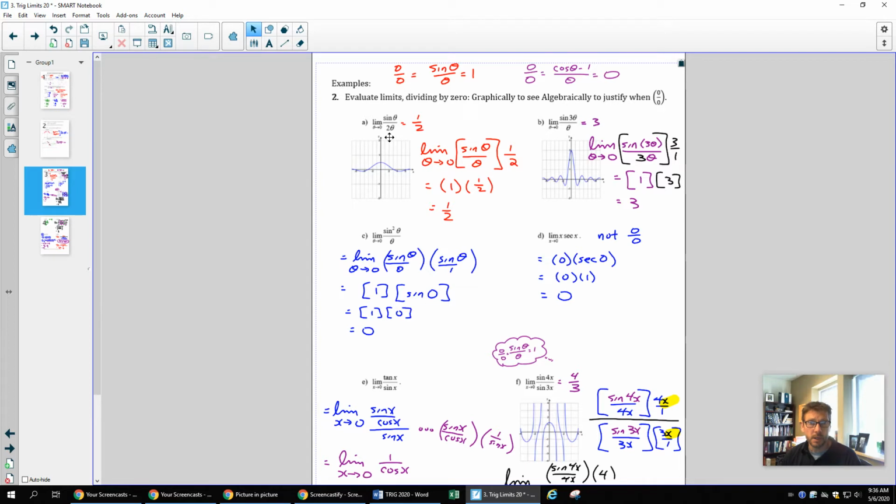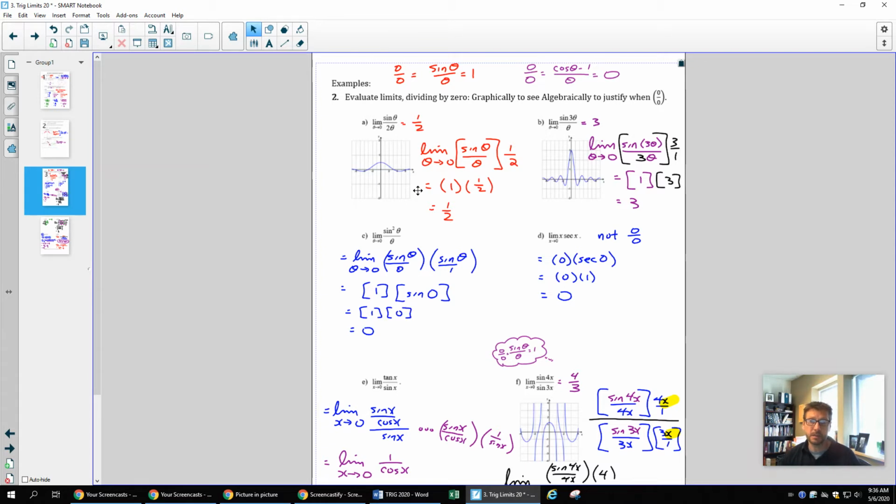So first of all, sine theta over 2 theta. When you graph it, the graph now is only approaching a height of a half. So it's like we've taken our original function, sine theta over theta, and we've vertically stretched it by a half. So the answer is a half.